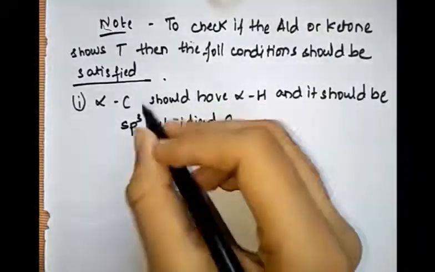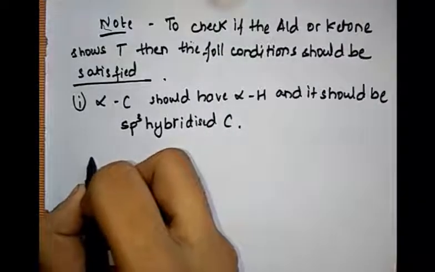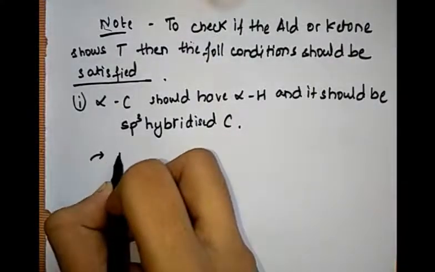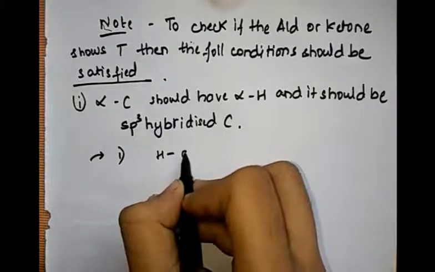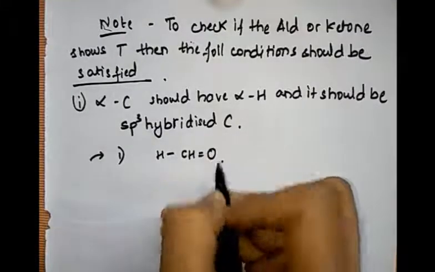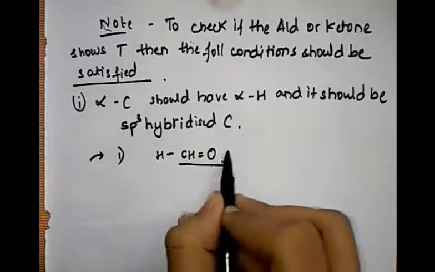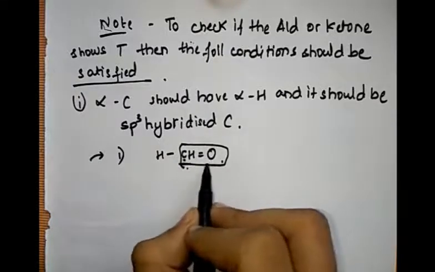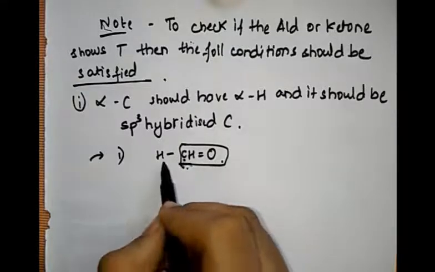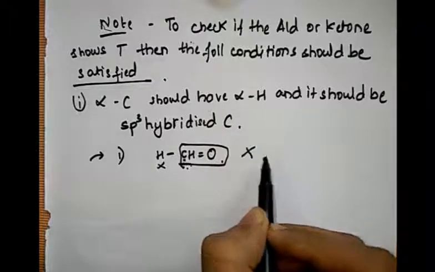To make this note clear, we'll take examples. So we'll start here. First one, H CH double bond O. Here, after this is the carbon in which this is the functional group. To this one there is no alpha carbon, so it does not show tautomerism.